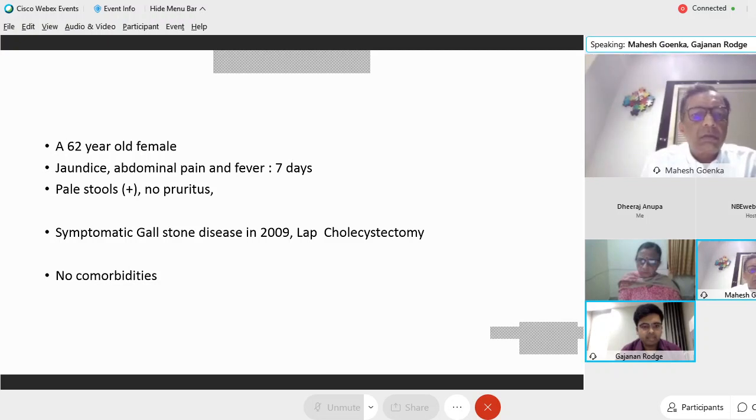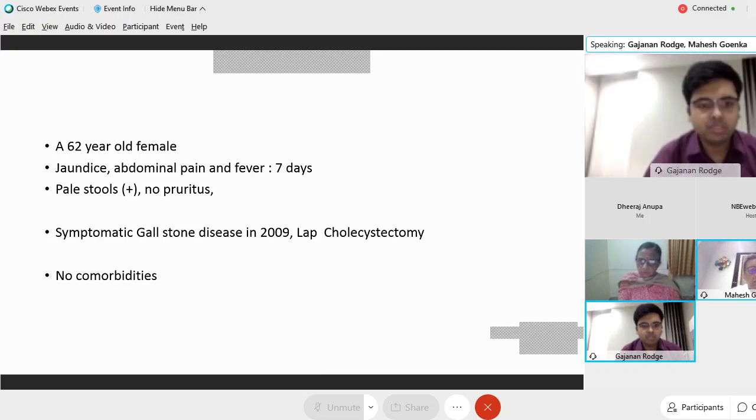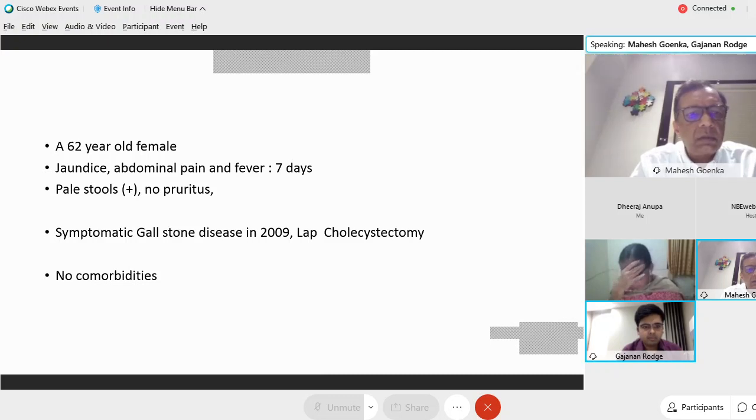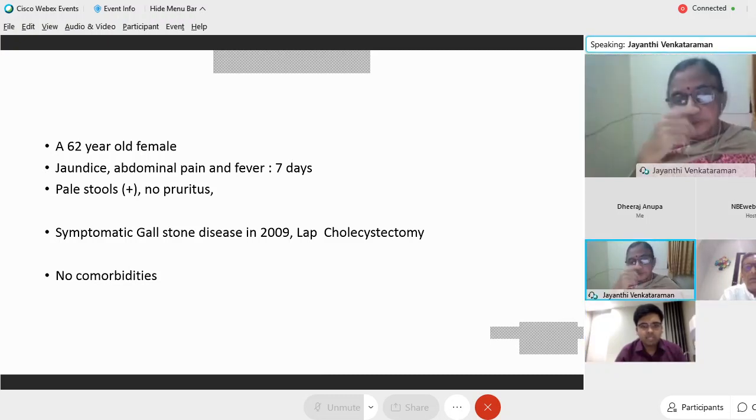Is there any prior history before the 7 days? The prodrome is not there, so it can be an obstructive etiology as she had a past history of gallstone disease, so there can be an obstructive cause also. So one of the possibilities, you said choledocholithiasis, is one. What are the other possibilities? The presence of abdominal pain and fever, what does it suggest? She might be in cholangitis.